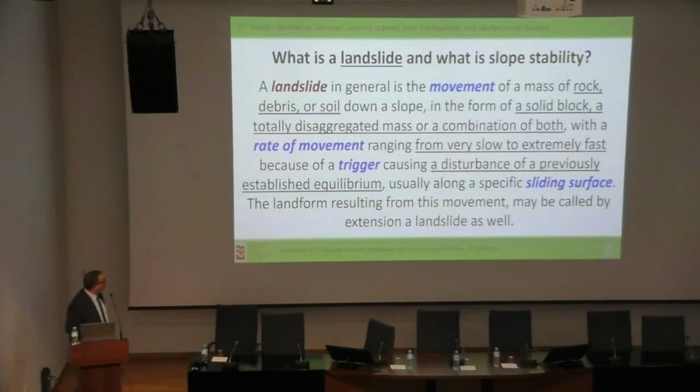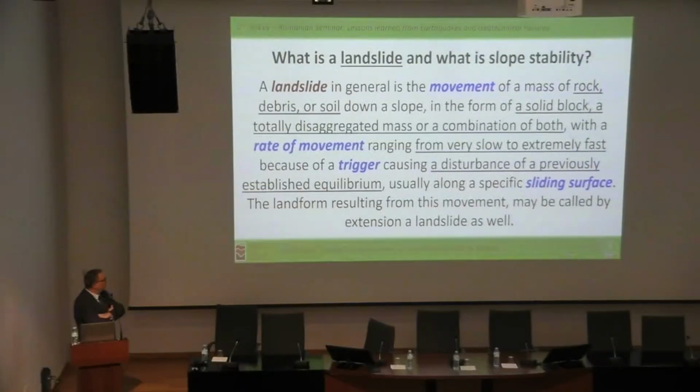I always like to begin with definitions, simple things, and then proceed to deeper meanings. A landslide in general is the movement of a mass, which may be rock, debris, or soil, down a slope, in the form of a solid block or a totally disaggregated mass or a combination of both, with a rate of movement that may range from something enormously slow to something enormously fast, because of a trigger that causes a disturbance to a previously established equilibrium.